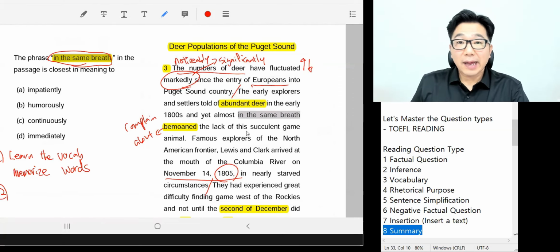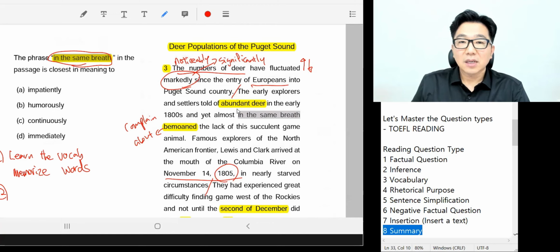So let's try to do that. The early explorer, okay, first sentence says it fluctuated a lot since Europeans came in. Second sentence, the early explorers and settlers told of abundant deer in the early 1800s. So early 1800s, early explorers said, wow, there are lots of deer. And yet, almost in the same breath, let's guess, I'm not sure about this expression, bemoaned, complained about the lack of this succulent game animal, right?